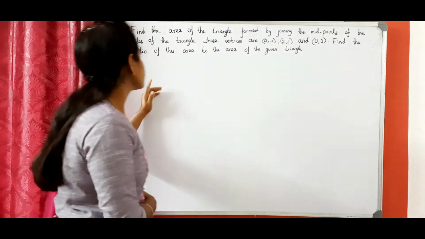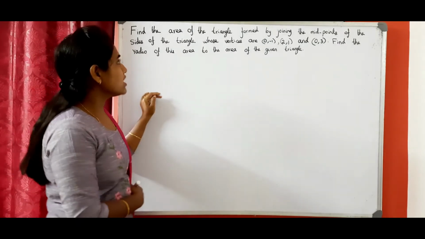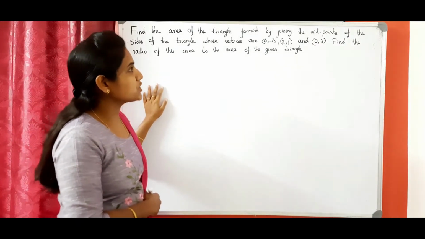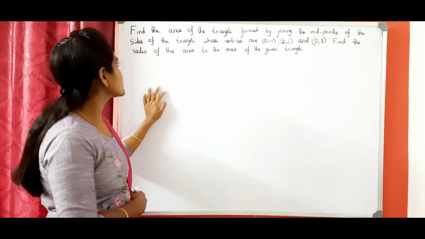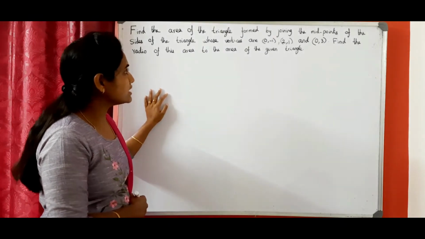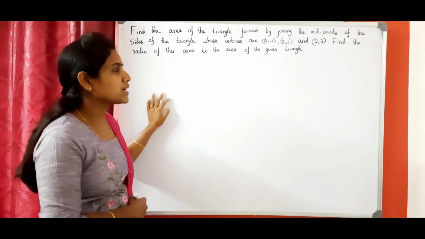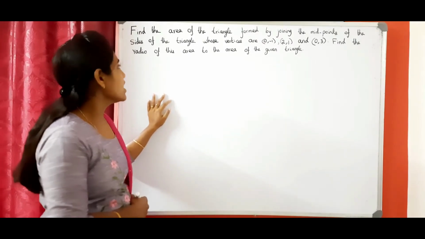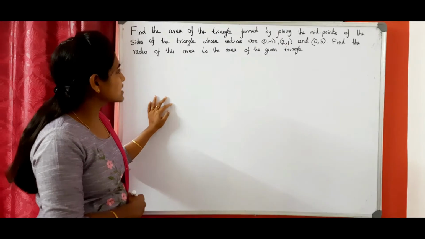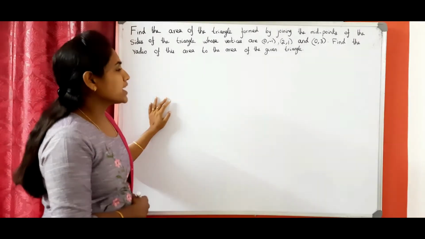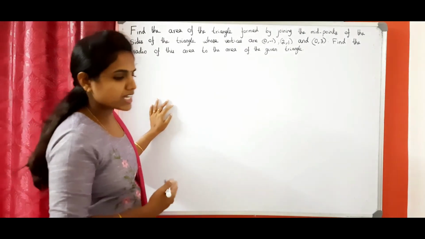Now we can see the problem. Find the area of the triangle formed by joining the midpoints of the sides of the triangle whose vertices are (0, -1), (2, 1) and (0, 3). Find the ratio of this area to the area of the given triangle.